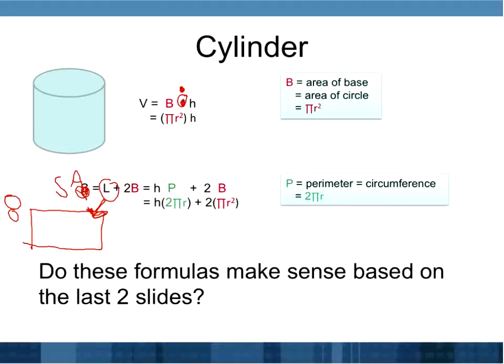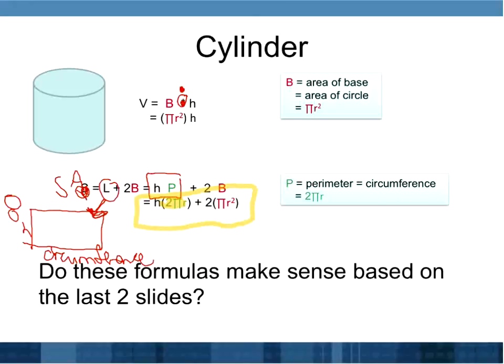So instead of saying L, I like to think of it this way. Height times the perimeter. Because remember what we did. We said that this was my height and this was my circumference. That's what we said on the last slide. Well, what is my circumference formula? My circumference formula is 2 pi r. So here would be your actual formula for surface area, which we knew.